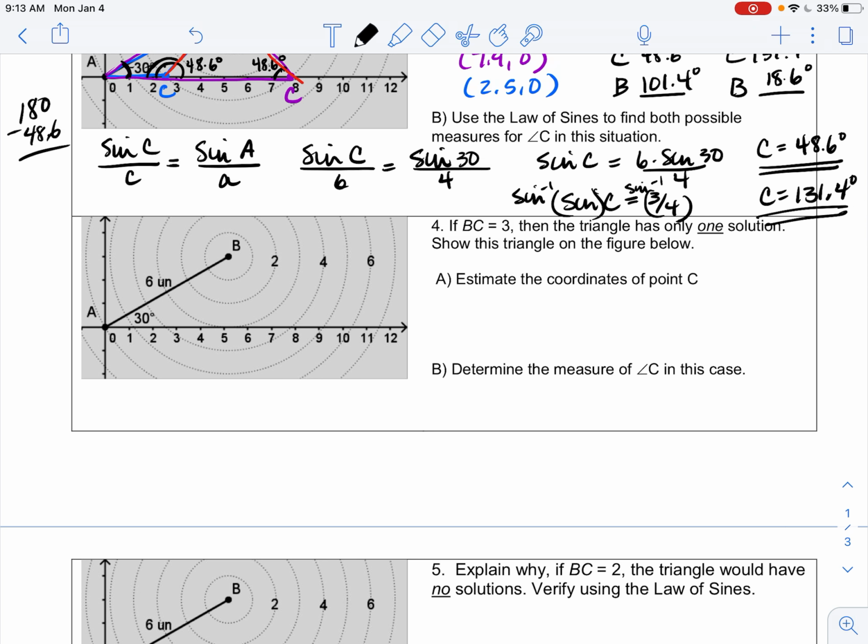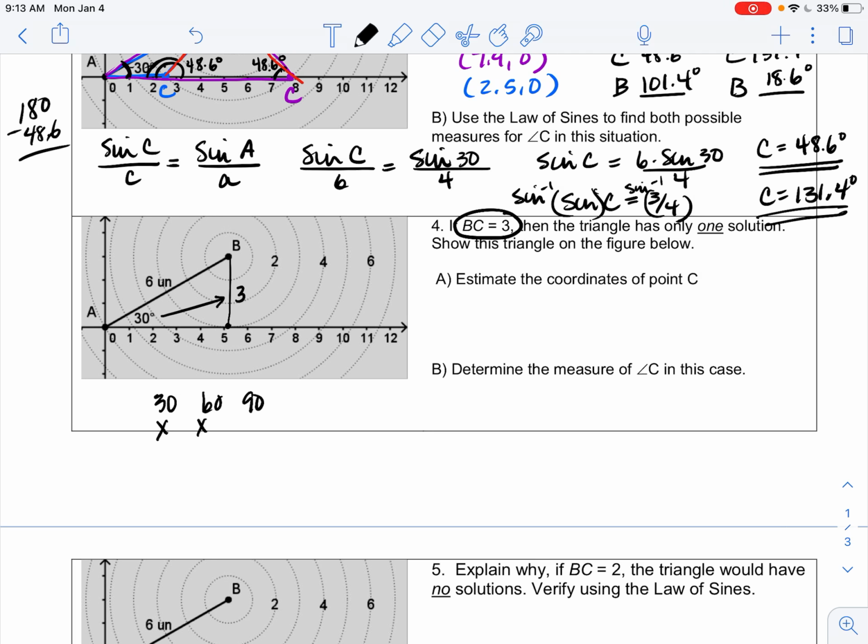In problem number 4, this time BC is 3 units. The triangle only has one solution. All right, so show the triangle on the figure below. So 3 units from B, so that can only land about right here. 1, 2, 3 units. Now 3 is half of 6, and this is a 30 degree. Think about your special right triangles, your 30, 60, 90.